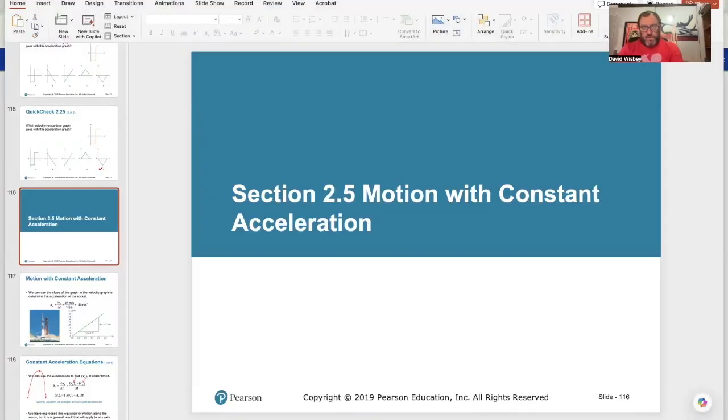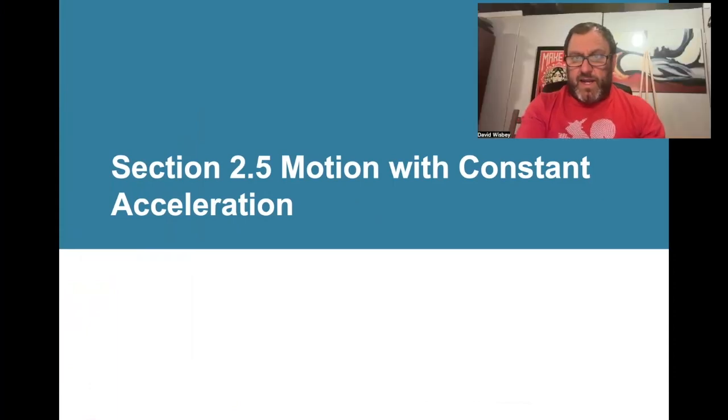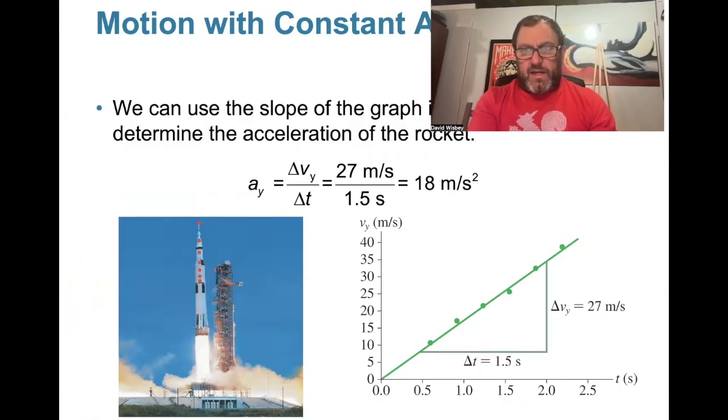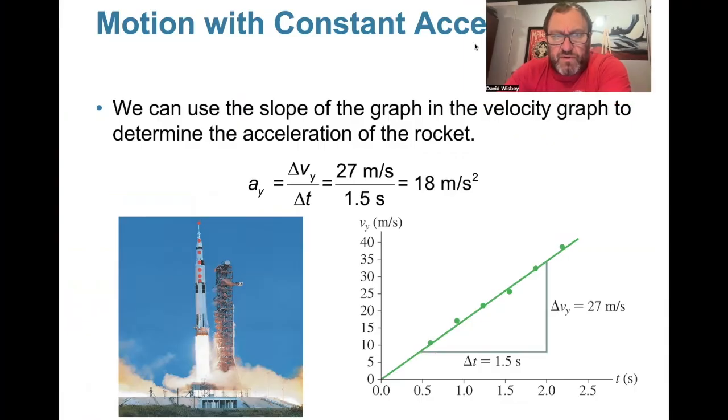So, motion with constant acceleration. We talked a little bit about acceleration last time. But let's go ahead and get started. All right. So here we have a rocket, and when a rocket takes off, it requires a huge amount of force. We can use the slope of the graph of the velocity to determine the acceleration of the rocket.